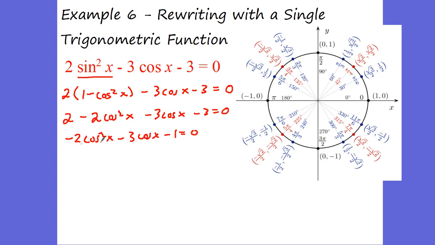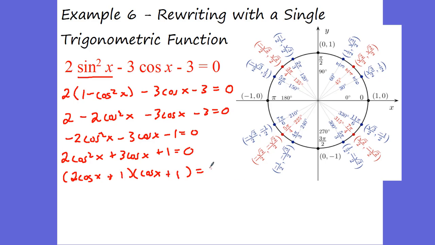Now I don't like having this initial value be negative, so I'm going to move everything over to the other side if that's okay. So I have 2 cosine squared of x plus 3 cosine of x plus 1. It makes everything positive, which is nice in life if everything is positive. So we're going to factor 2 cosine of x times cosine of x. That equals 2 cosine squared of x. What are my factors of 1? It's plus 1, and that's all equal to 0.